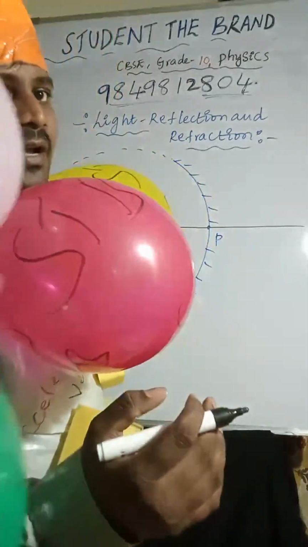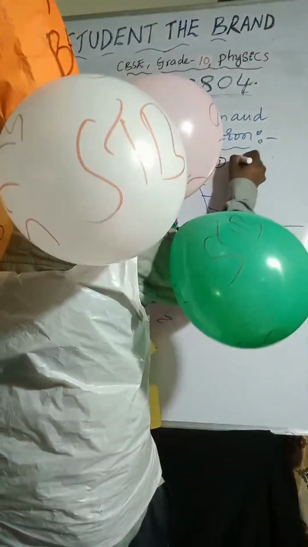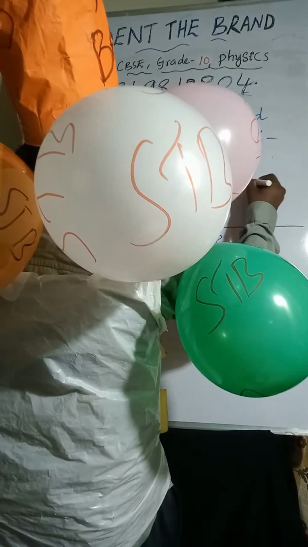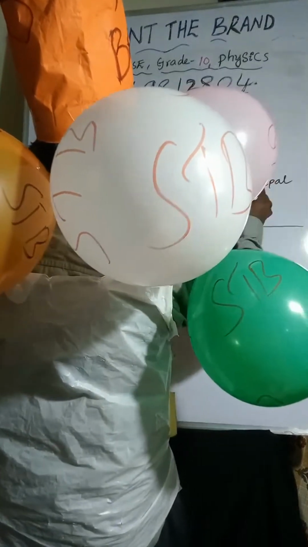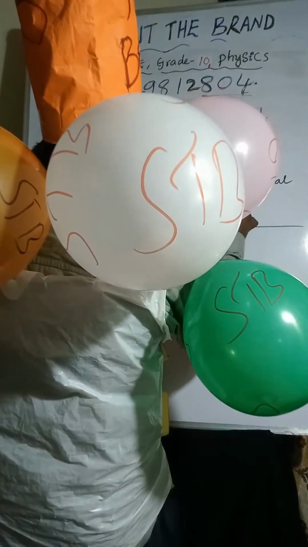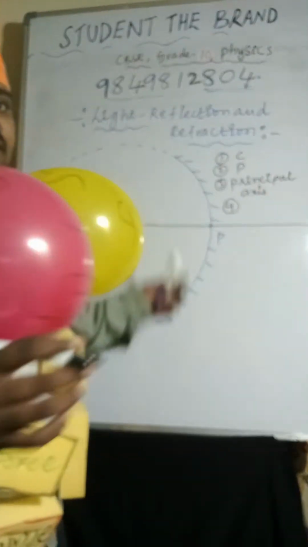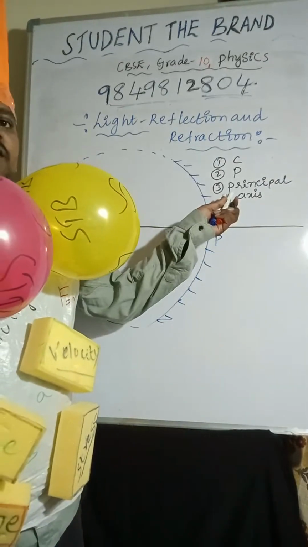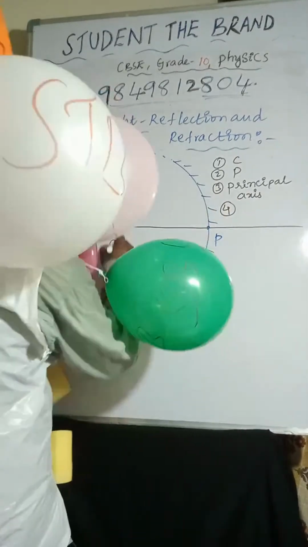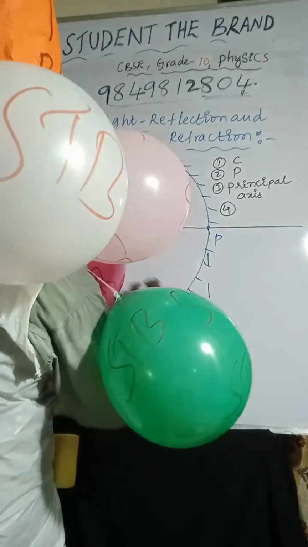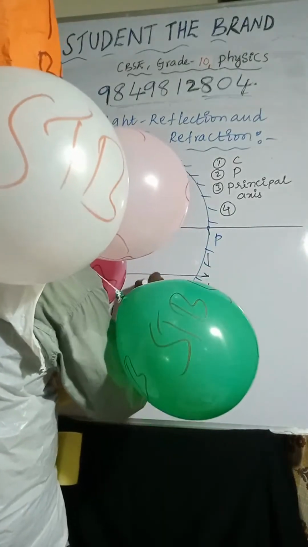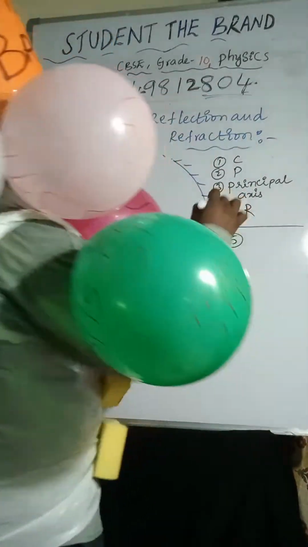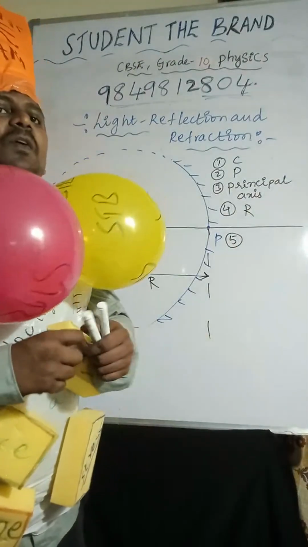Point number 1 is center of curvature, number 2 is pole, and the third one is principal axis. Coming to the fourth one, the distance between the center of curvature and the pole is called the radius of curvature. Here this one is called radius of curvature.